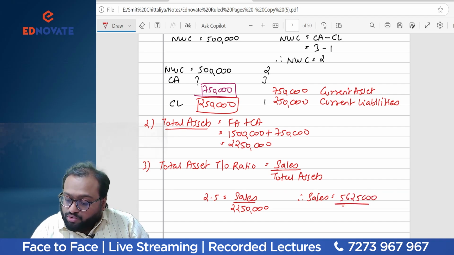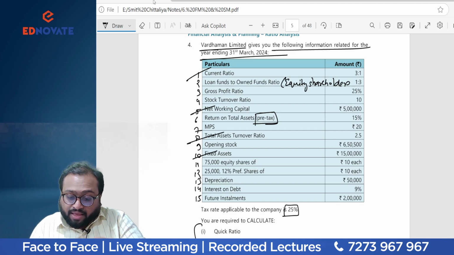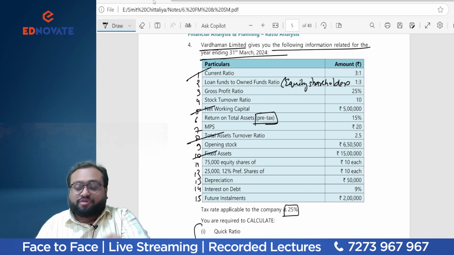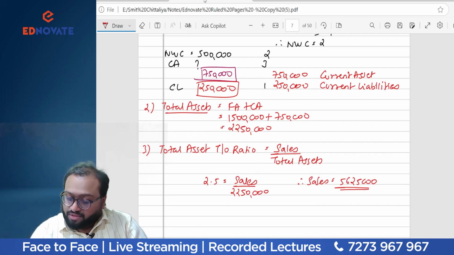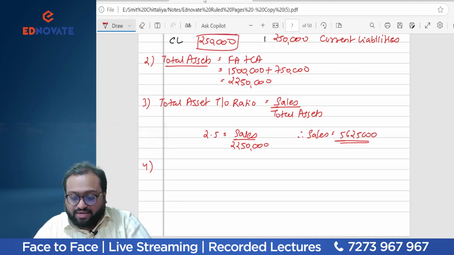And I can do one more thing, sir. Now I have got sales. I have used my total asset turnover ratio. I can see gross margin. Gross profit ratio is somewhat 25%. So I will use my data. See, one by one, I am calculating everything very quickly.